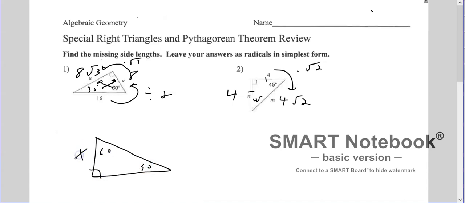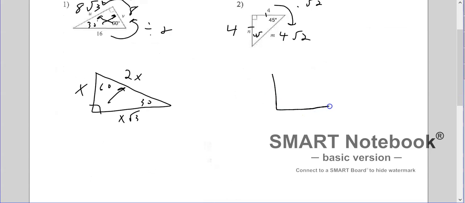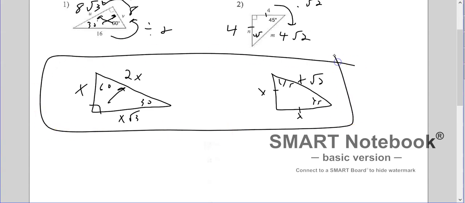So the short side is x. The hypotenuse, which is opposite the right angle, is always 2x. And this is x times root 3. All right. And then for 45, 45, 90, again, the legs match. So this is x, and this is x times root 2. Another way to remember this is 45, 45, 90 has 2 different numbers, so it's radical 2. 30, 60, 90 has 3 numbers, so it's radical 3. But you should have this in your notes just as a guide.